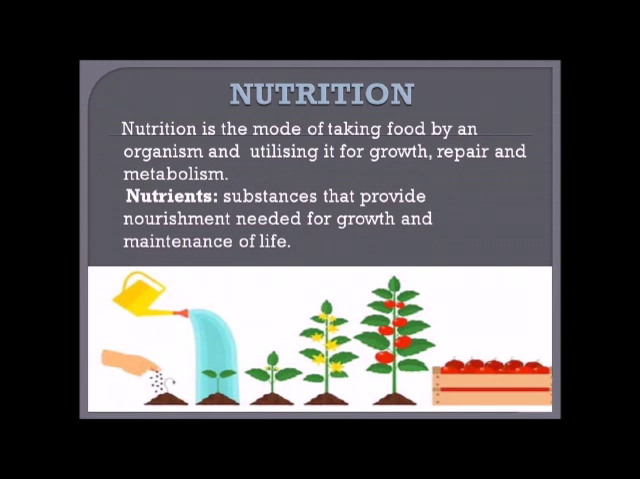For human beings, nutrients may come in the form of milk, fish, meat, etc. Some of them are rich in protein, some in carbohydrates. So all these carbohydrates, proteins, vitamins, minerals, fats, etc. are examples of nutrients. What are nutrients? Substances that provide nourishment needed for growth and maintenance of life. And what is nutrition? Nutrition is the mode of taking food by an organism and utilizing it for growth, repair and metabolism.